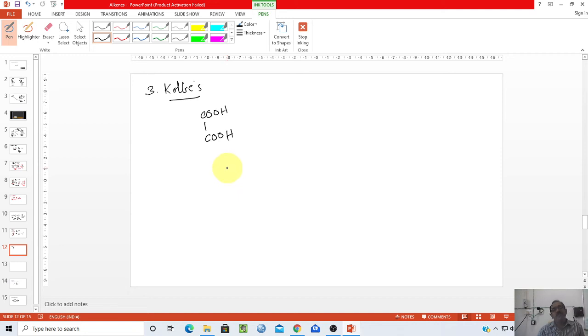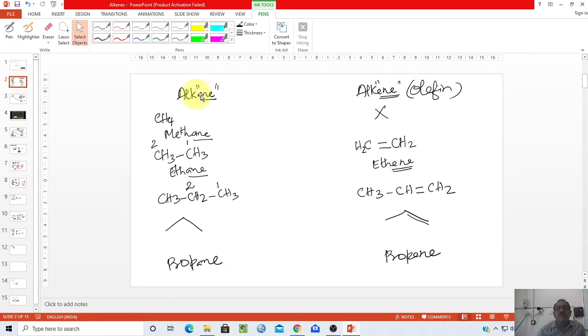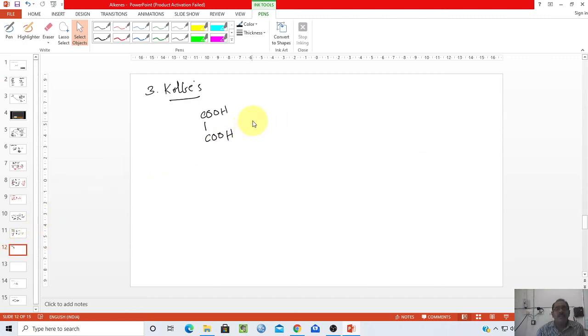The minimum possibility is this. As in alkenes, we don't have the equivalent of methane; likewise in dicarboxylic acids we don't have a single carbon system. We have to go for a minimum of two carbons, and the first in the series is this one, called oxalic acid.